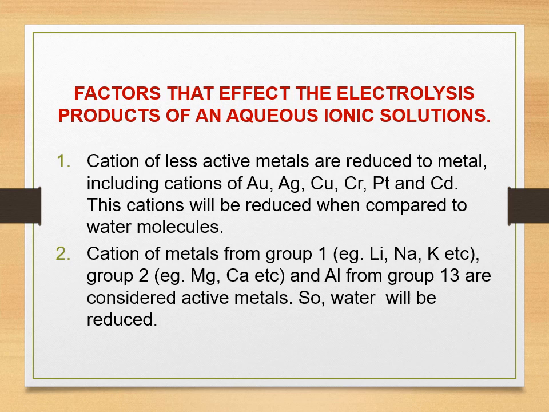Okay, the factors that affect the electrolysis products of aqueous ionic solutions are listed. There are 5 factors. I think we have done this earlier, but then we don't realize it. So now we're going to read it out so that it's clear for us. Number 1: cations of less active metals are reduced to metal, including cations of aurum, argentum, copper, chromium, platinum, and cadmium. Aurum is gold, argentum is silver, platinum is white gold. These cations will be reduced when compared to water molecules. Number 2: cations of metals from group 1, lithium, sodium, potassium, group 2, magnesium and calcium, and aluminium from group 13 are considered active metals. So water will be reduced.